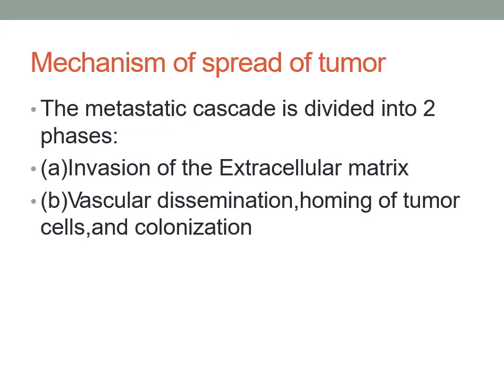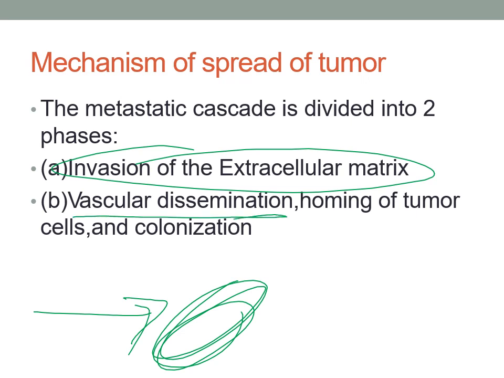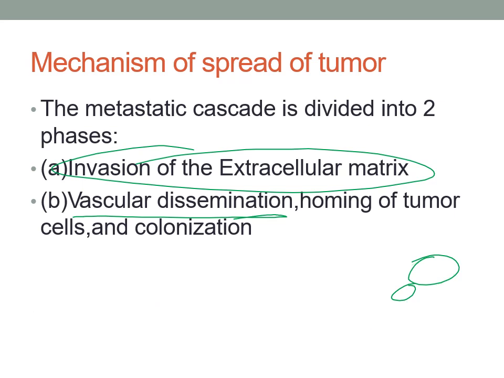Mechanism of tumor metastasis. The tumor starts to invade the extracellular matrix of the nearby structure in direct seeding, and in vascular dissemination, that's where the tumors travel through vessels. The vessels can either be lymphatic, that is lymphatic spread, or blood vessels, that is hematogenous spread.